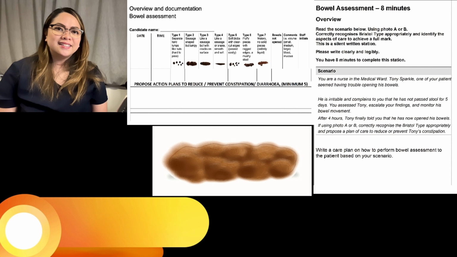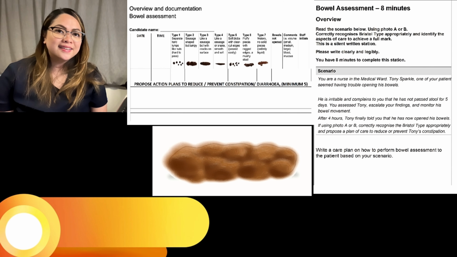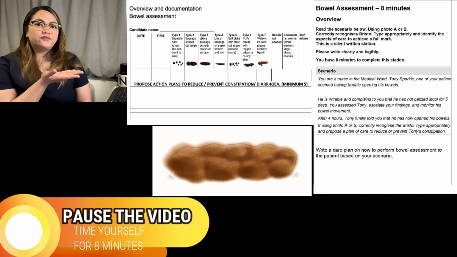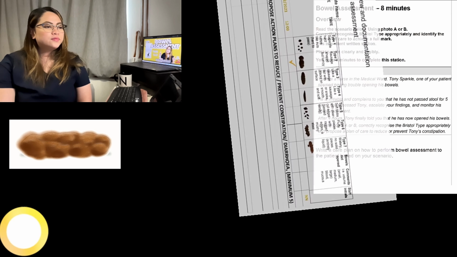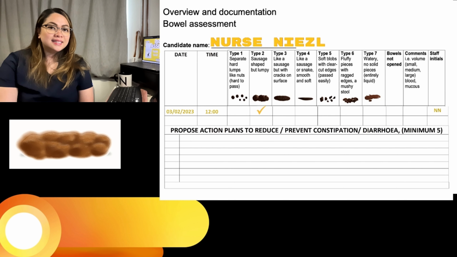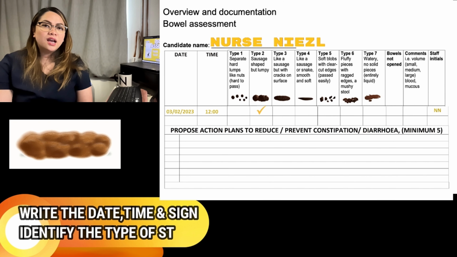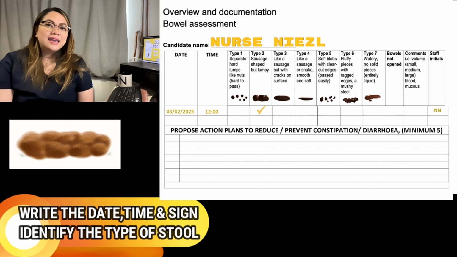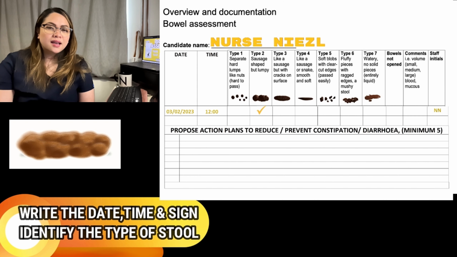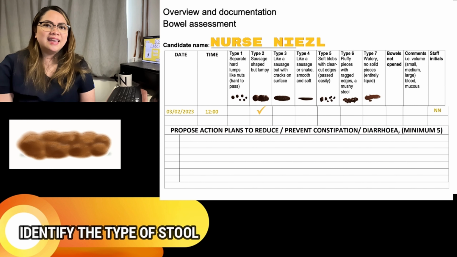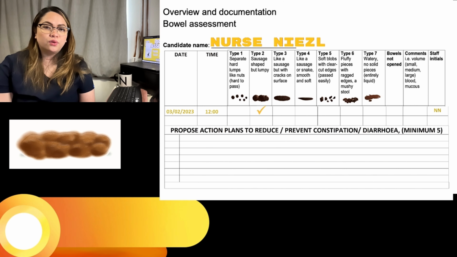Okay, are you ready? I'm going to reveal my answer now. We have to do this chart first. What are we going to do? On this chart, we have to put the date, the time, which is 12 noon, and then we have to tick here. What kind of stool? What type of stool is this? Yes, type 2. Again, it's sausage shaped but lumpy. So we're going to tick that, and then we have to put our signature or initial.